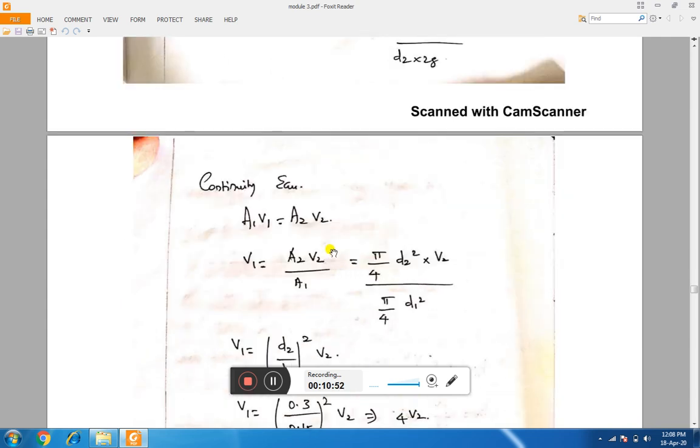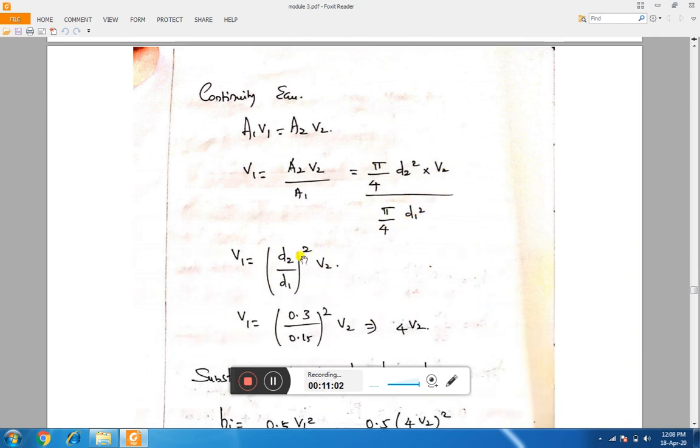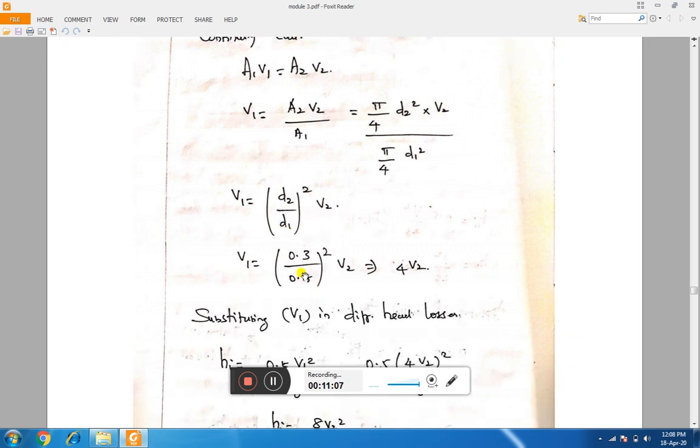So we have the continuity equation for that. A1 V1 equals A2 V2, so V1 in terms of V2 is A2 V2 by A1, that is pi by 4 D2 square into V2 by pi by 4 D1 square, pi by 4 getting cancelled. So V1 equals (D2 by D1) whole square into V2. So V1 is equal to 4V2. Now wherever we get V1, we have to substitute 4V2, so that we get uniform V2 square throughout the equation.